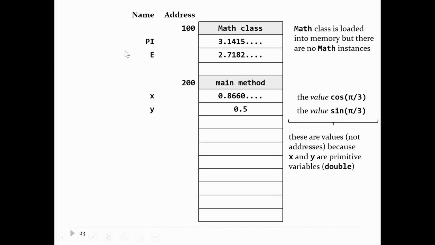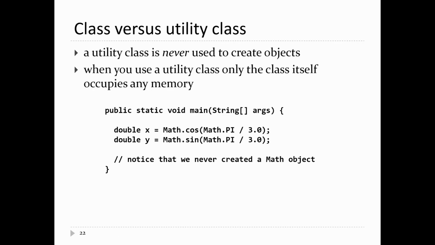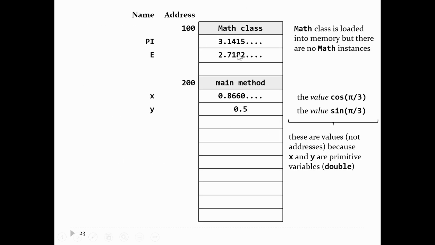If you look at the memory diagram for this program, all that you find in memory is the class itself. There's the class, and there are its static fields, pi and e. There's no Math object. There's a value x and a value y. No Math objects here.